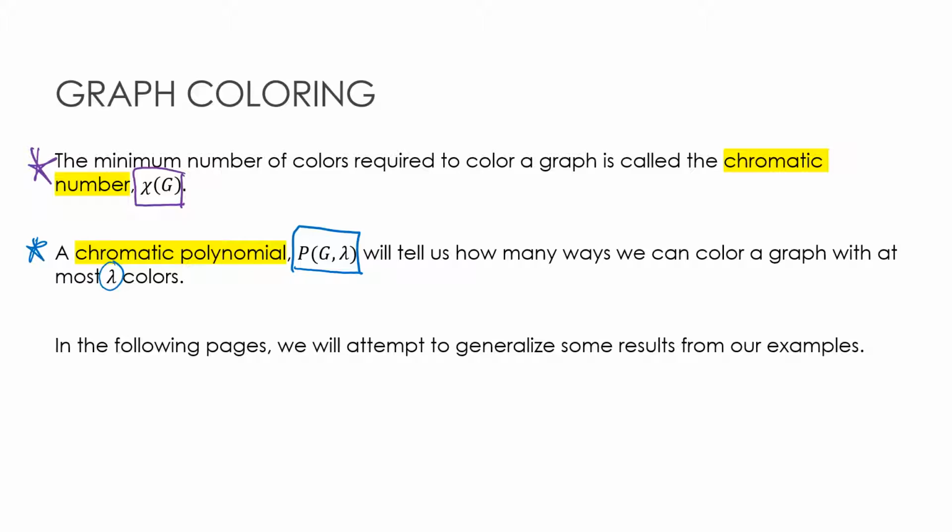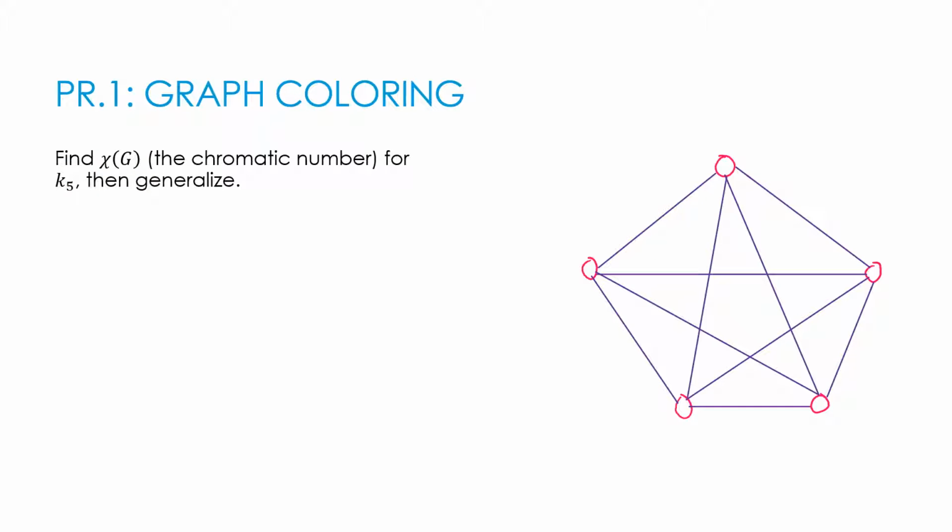So what we're going to do is look at an example and do it together, and then we're going to generalize our results for each one. So for the first, here is obviously the complete graph K5. When we generalize, we're going to generalize for all complete graphs. This one I'm looking for the chromatic number, which is the least number of colors that I can use.